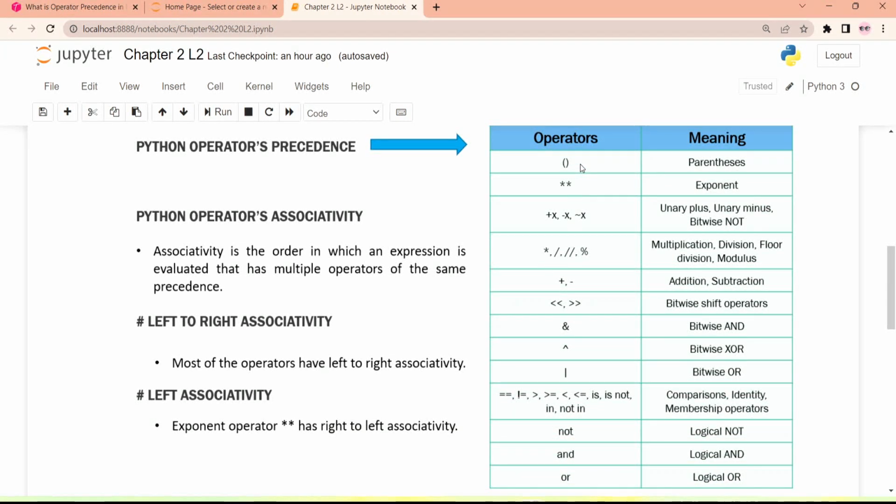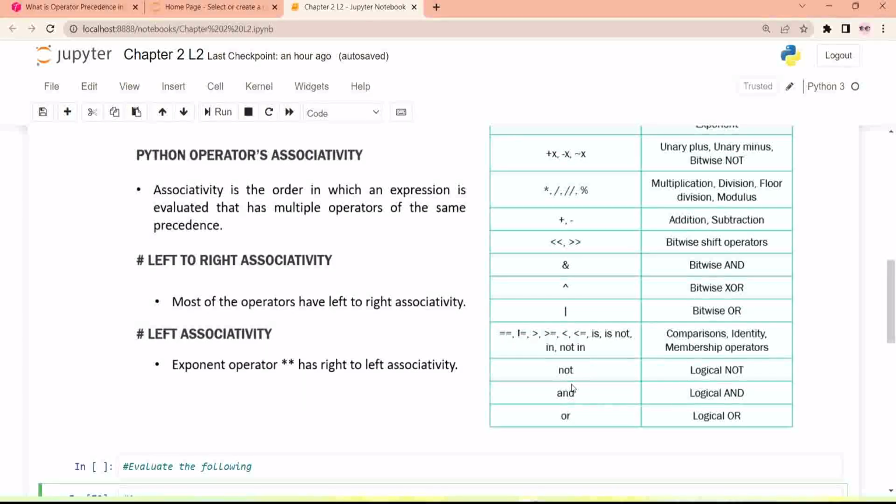As you can see, in Python, parenthesis has the highest priority. Next comes the exponent and then the unary operators. After that, we have multiplication, division, floor division, and modulo, which are on the same level of priority. Next, we have addition, subtraction, shift operators, bitwise AND, XOR and OR operators, and then the comparison operators. After that, we have logical NOT, AND and OR operators.